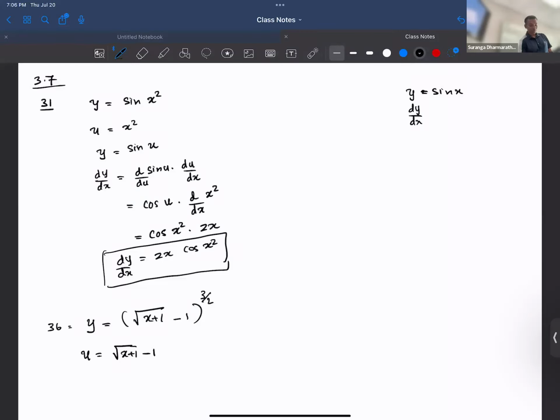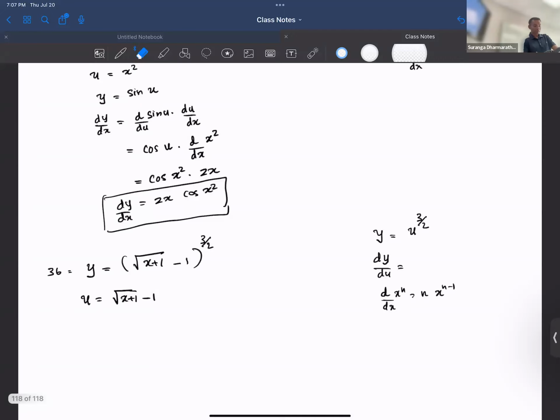Why do you take that? Because once you do that, y is equal to u to the power 3/2. Now we know how to do this. We know how to find dy over du, because we know d over dx of x to the power n is equal to n times x to the power n minus 1. We know that. So what we are trying to do is use that here. So we define that u in that way.